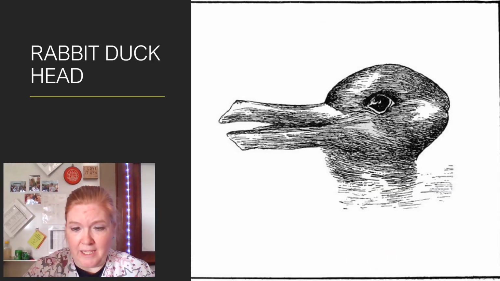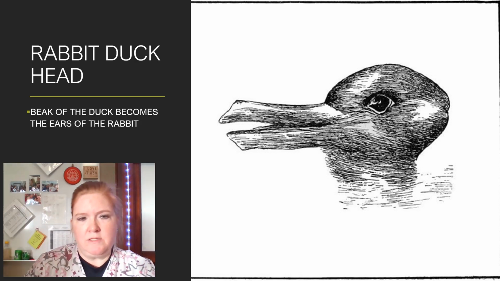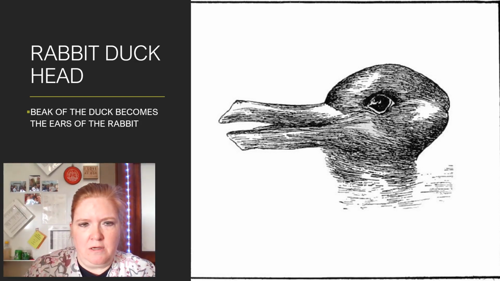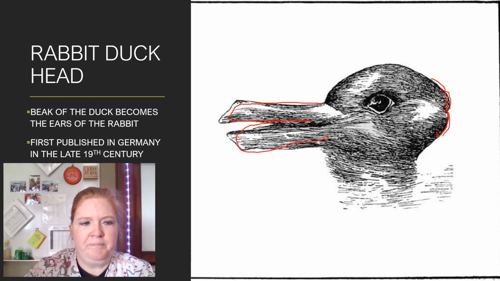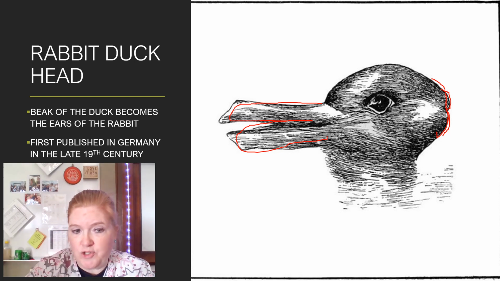This is a rabbit's head. Wait, what? Okay, so the beak of the duck becomes the ears of the rabbit. So here is the beak, but this is also the ears. So this would be the back of the head if we were talking the duck, eye in the same place. If we're talking about the rabbit, here would be the nose and the mouth, okay? This was first published in Germany in the late 19th century.